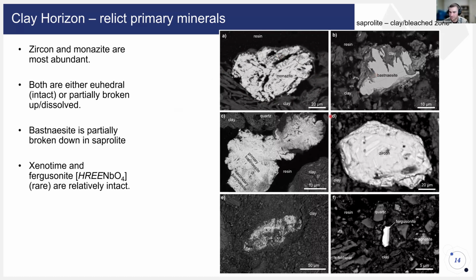There's two examples here of bastnasite. So still quite intact here that bit, but overall you can see the grain as a whole has seen quite some history and has experienced a lot of dissolution. So it has released a lot of the rare earth to the clay horizon.